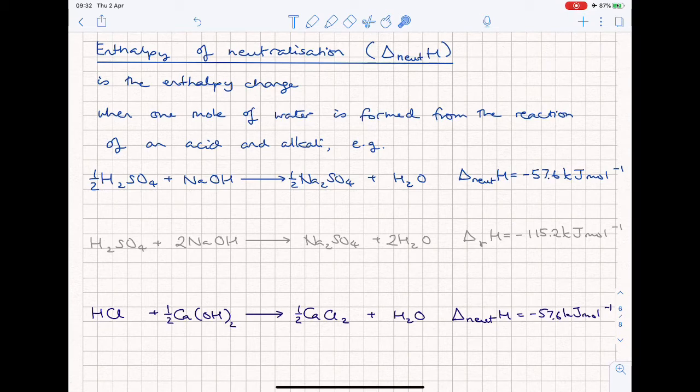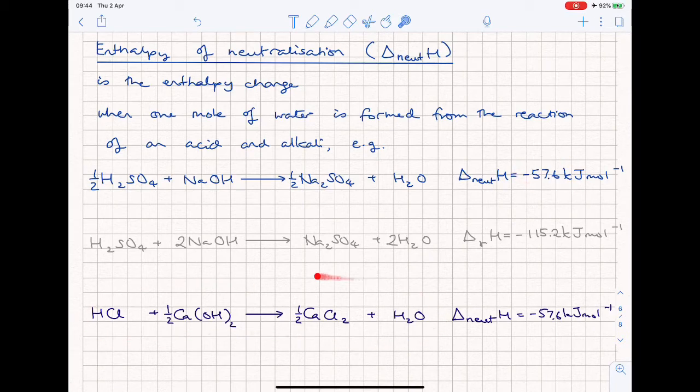We could have written the reaction this way as a balanced equation, but it's not balanced for 1 mole of water, so this equation would not be considered to show the enthalpy of neutralization for the sulfuric acid and sodium hydroxide. The value of this enthalpy change is the enthalpy of reaction, so it's the enthalpy change for this equation written as it is, and it would be double the value of the enthalpy of neutralization for the sulfuric acid and sodium hydroxide, as you can see here.